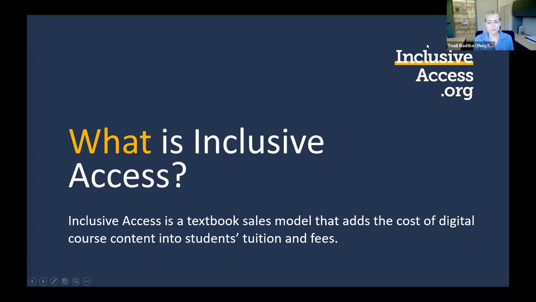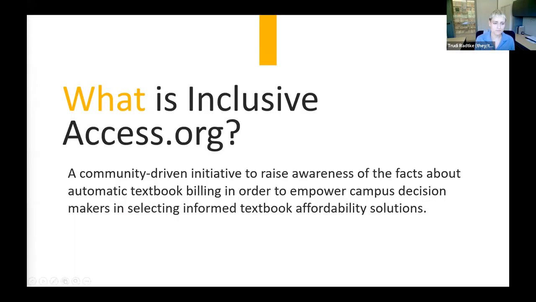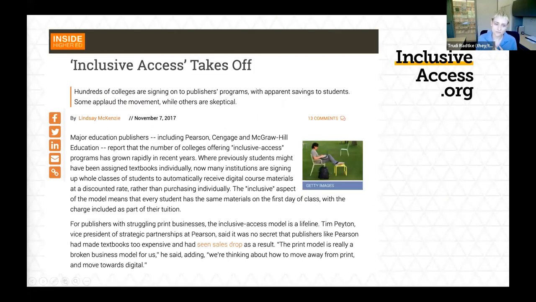So we've talked a little bit about the type of presentation we're here to have today. Now, what is inclusive access? Inclusive access is a textbook sales model that adds the cost of digital course content into student tuition and fees. So that's the basic definition. What is inclusiveaccess.org? We are a community-driven initiative to raise awareness about the facts of automatic textbook billing, which is what we internally refer to inclusive access as, in order to empower campus decision makers in selecting informed textbook affordability solutions.